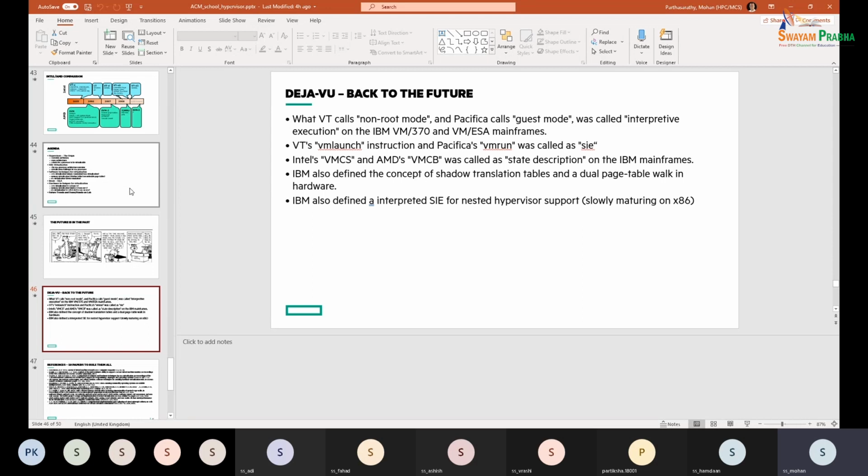VMCS was called the state description on the IBM machines. They also had shadow translation tables and a dual page table walk in hardware in IBM back in the 70s. So you can imagine, a lot of it in x86 has come only now. So it's very interesting. And finally, they also had an interpreted SIE for nested hypervisor support, which, like I said, is slowly maturing on x86. It's still pretty new.